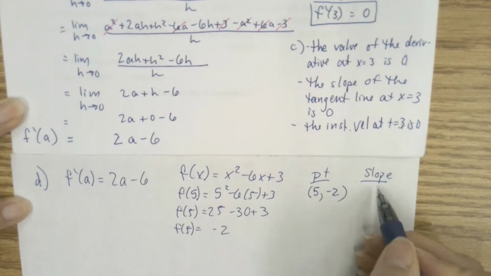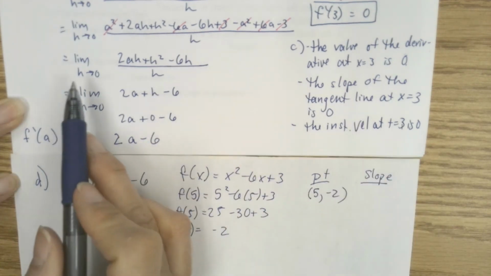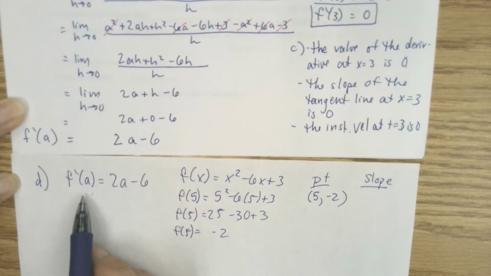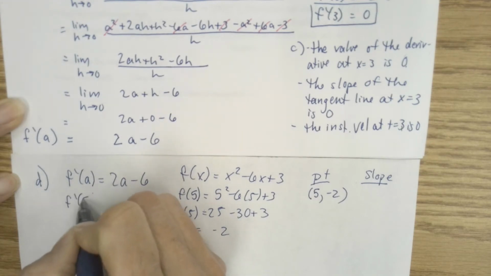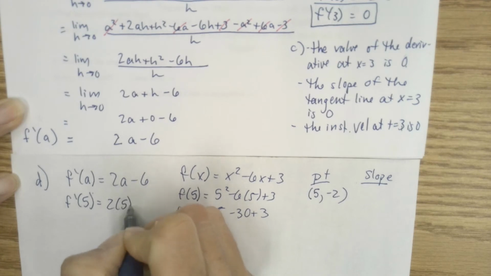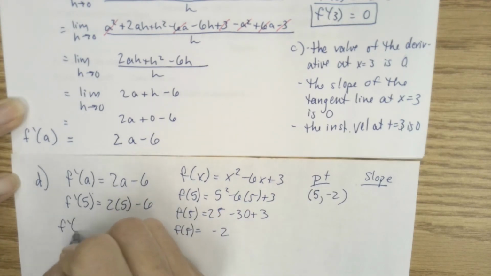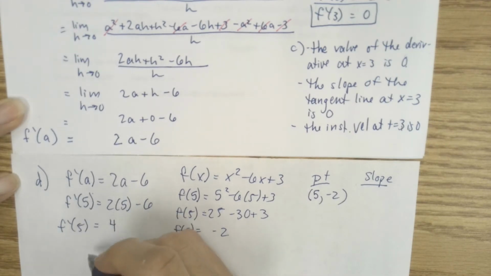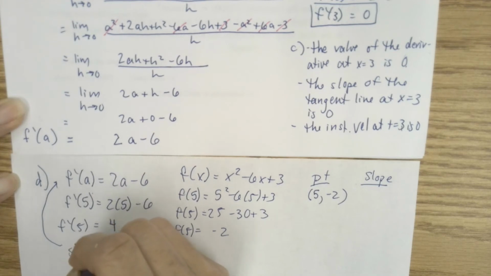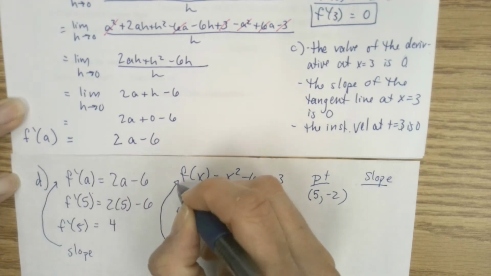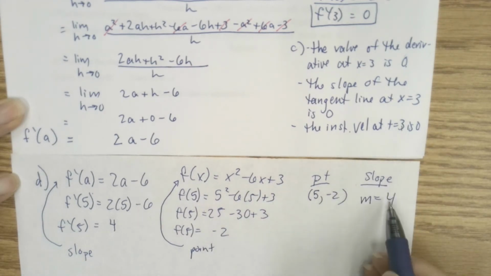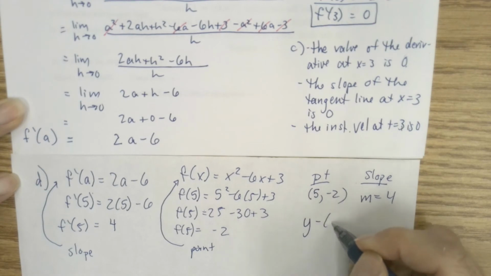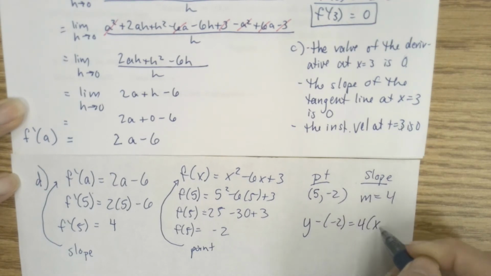How do I find the slope of the tangent line? Well, I would take my formula for slope, which is now the first derivative, f prime of a, and I substitute 5 into the derivative. 2 times 5 minus 6. 10 minus 6 is 4. So again, you substitute into this function to find the slope. You substitute into the original function to find a point. And now that I know both the point and the slope, we can just use point-slope form. So y minus negative 2 equals 4 times x minus 5.